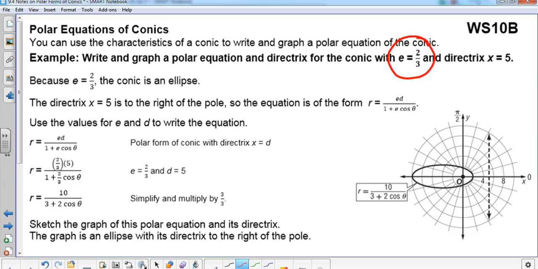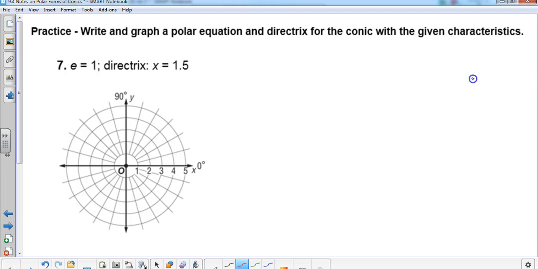Look, if they give us E and they give us D with an equation, do you know right now all kinds of things? If you know E and you know D and you know it's X equals a positive D, you can write the equation. That's it. That's why I decided to do this section, because I thought it would be easy points, yes? On the quiz? As long as you have a chart.